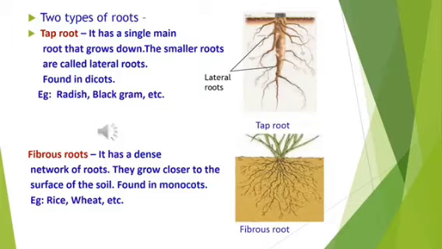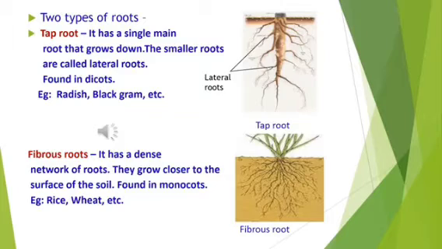Fibrous root. Fibrous root has a dense network of roots. They do not have a main root as we see in the taproot. In a fibrous root system, the roots arise from the base of the stem. For example, corn, rice, wheat, etc. We see the fibrous root system mostly in the monocots.